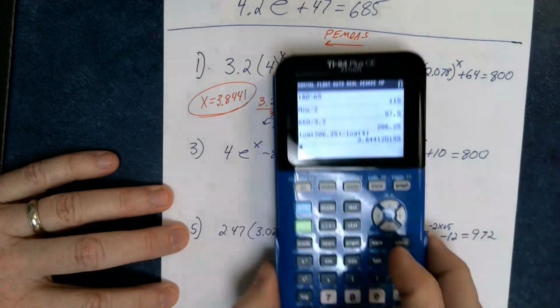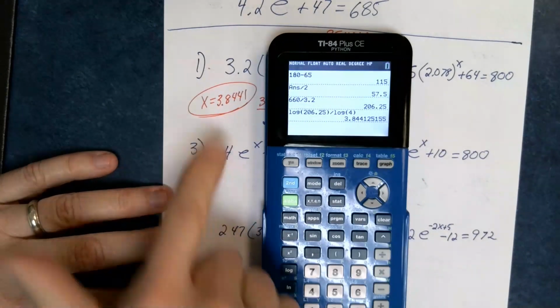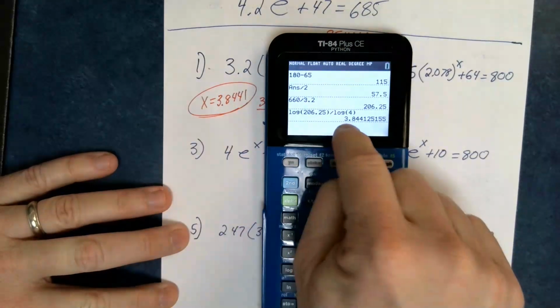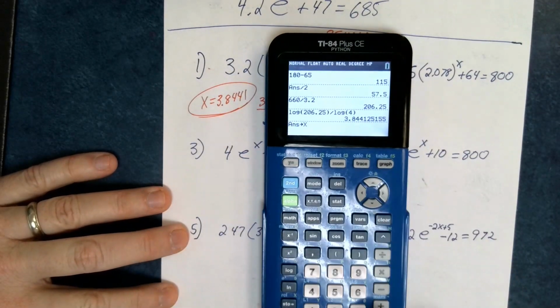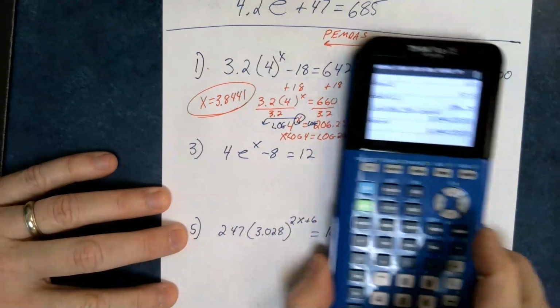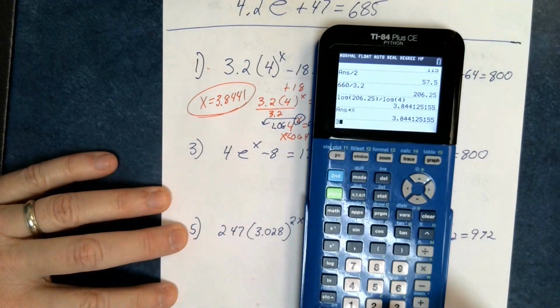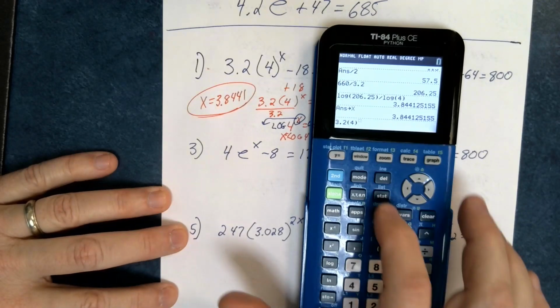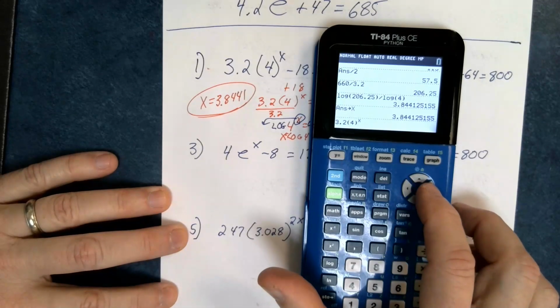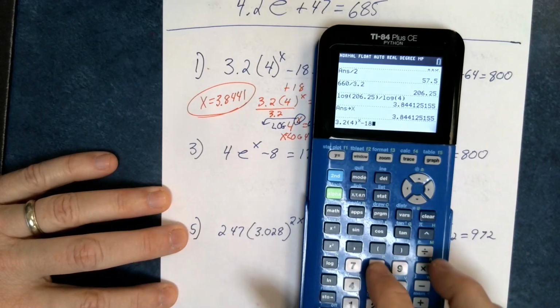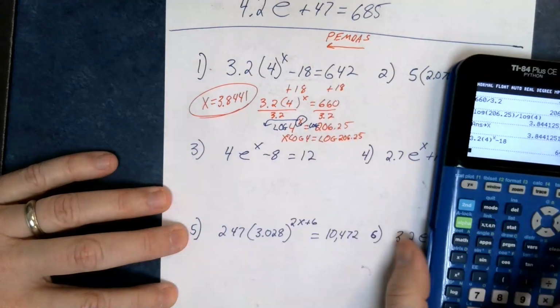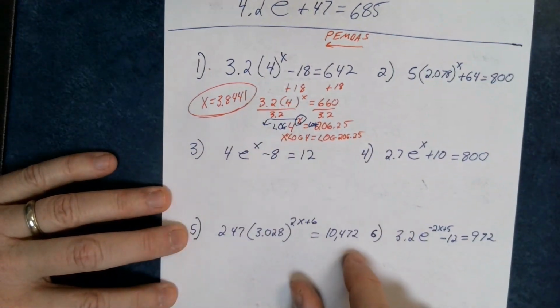Show me hands, how many people had that? Awesome. What's the one thing I want to do right now before I move on? Because this problem is probably worth about 4 points on the test, right? Store it in x, enter, and just retype the left side of my equation. So 3.2 parentheses 4, close parentheses, raised to the x, minus 18. And poof, 642, check mark. I know that I'm good with that. Is that okay?